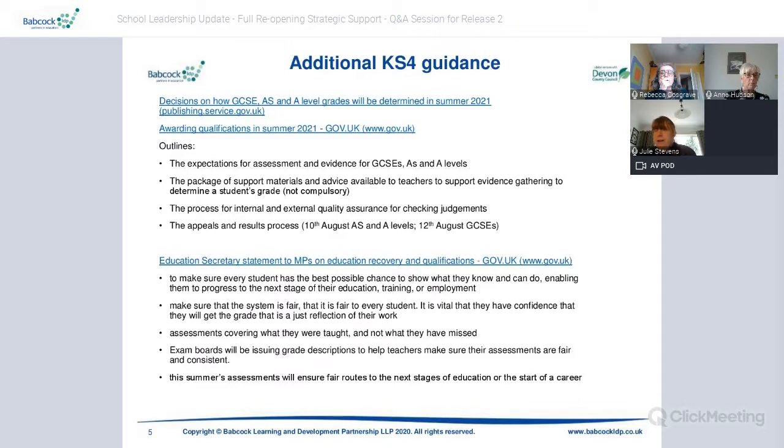Now, we know that there is going to be some more guidance coming, and we know also that exam boards are going to be producing some descriptors as well to support. We're still waiting on that. We've had a quick look just to see if anything has come out, and it hasn't, though it did say that things should be coming out in March, so it is still watch this space.